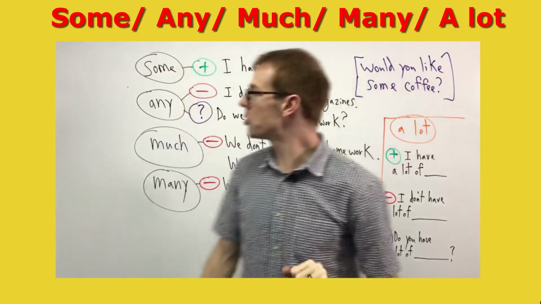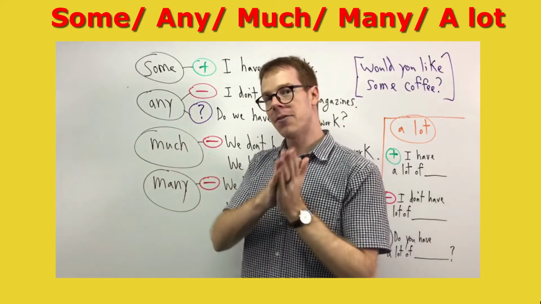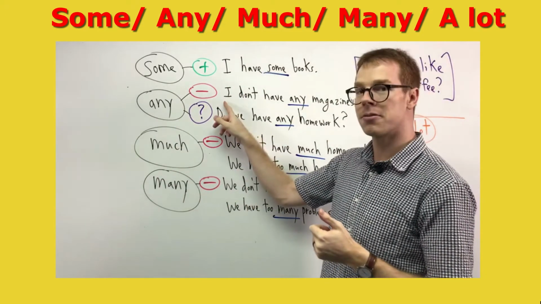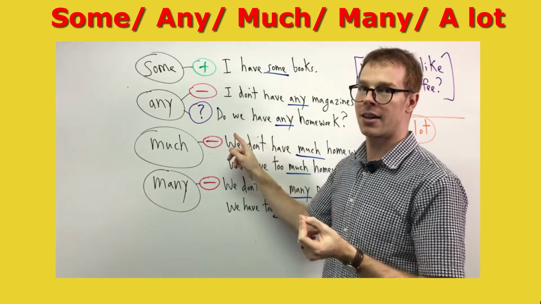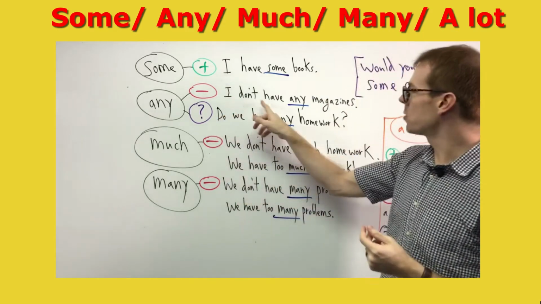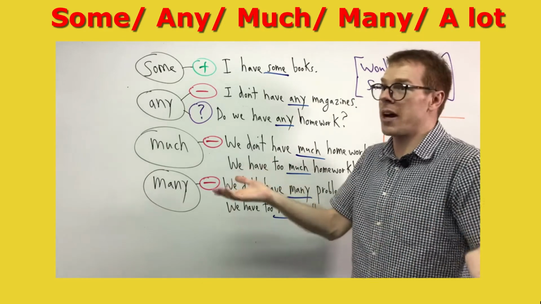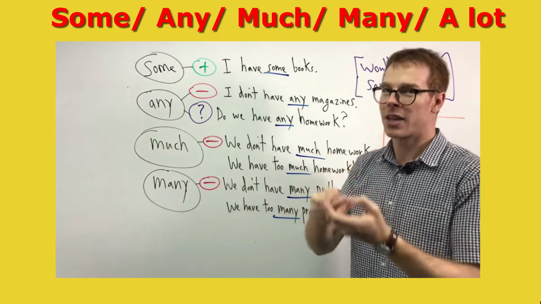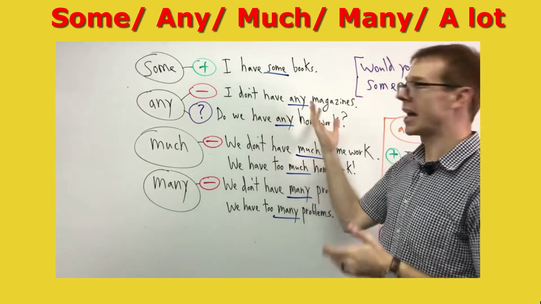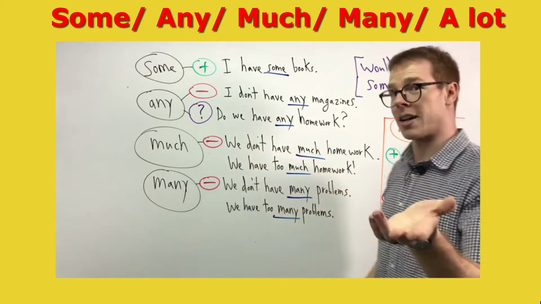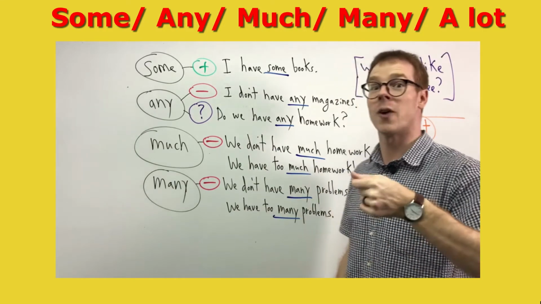If we move on to any, if you see the word any, it's usually in a negative or a question. I can say, I don't have any magazines. Actually, I don't buy any magazines. I always use my phone now, so I don't have any magazines at home. I could also ask, do you have any magazines at home? Do you have any?